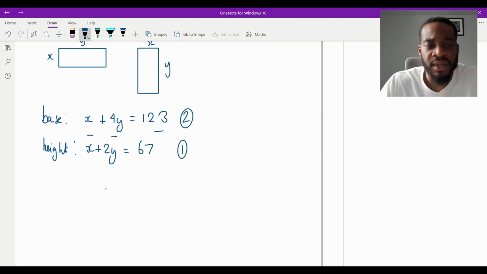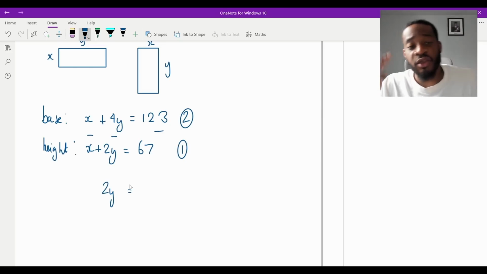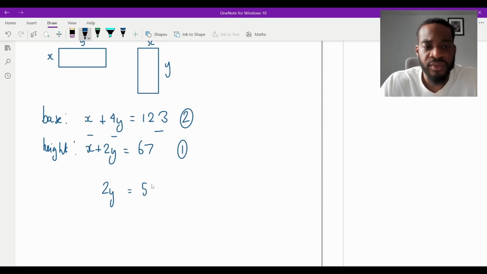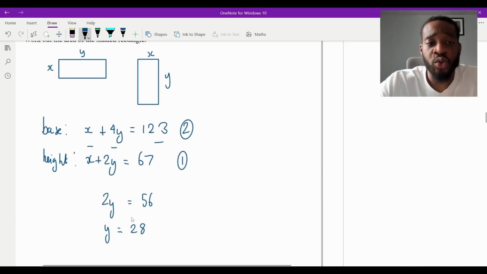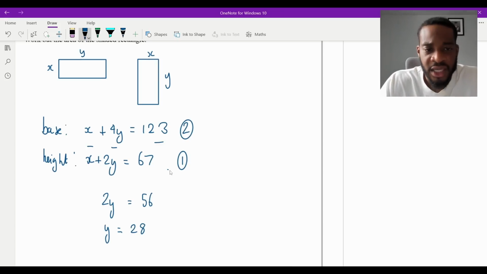4y take away 2y is going to be 2y. And then 123 take away 67 is going to be 56, isn't it? And that way we can figure out what y is. y is going to be half of that, which is 28. So now that I know what y is, we can figure out what x is, which is the shorter side of this rectangle. So I'll plug it into here.